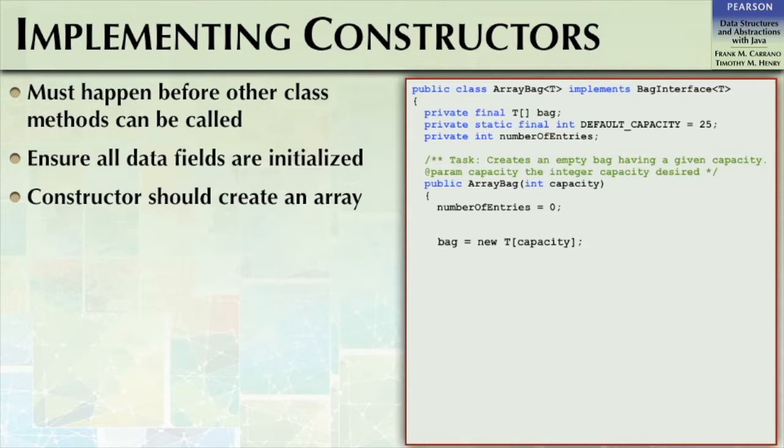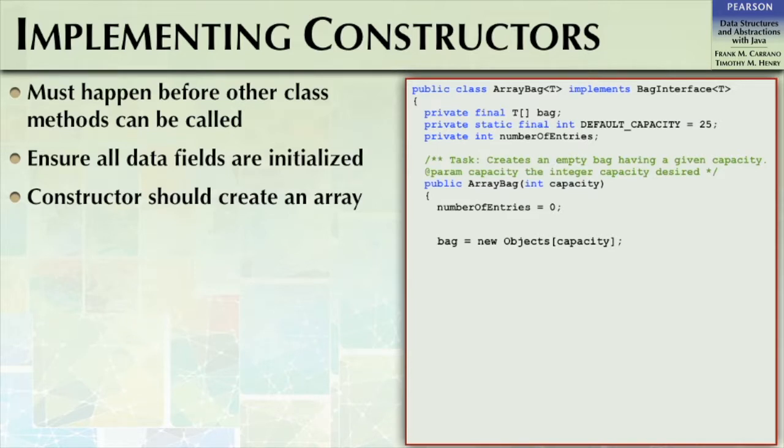To create the array, the constructor must specify the array's length, which is the bag's capacity. The decision to use a generic type in the declaration of the array bag significantly impacts how we allocate this array within the constructor. The statement here is syntactically incorrect. You cannot use a generic type when allocating an array. Instead, we allocate an array of objects of type object.